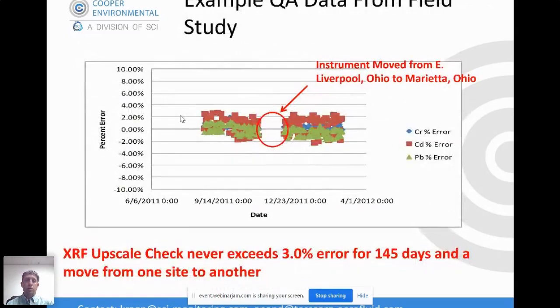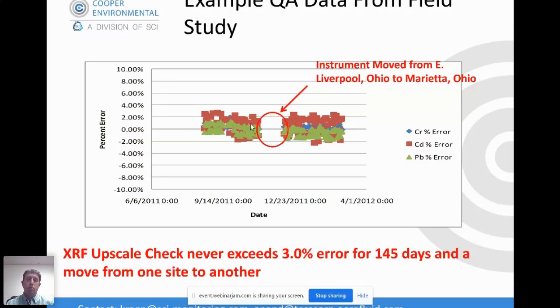This shows some of the results from a field study for this kind of QA data. This is the XRF upscale check, and this happens to be data from the ETV study, the US EPA's Environmental Technology Verification Study. What you can see here is that the upscale never varies by more than 3%. So that indicates that the instrument is very stable. And not only that, it was very stable even after the instrument was moved.